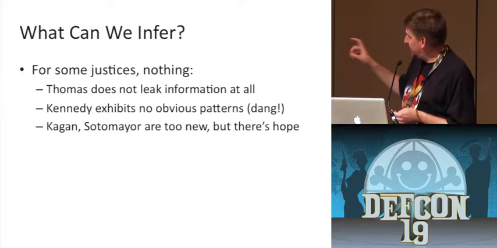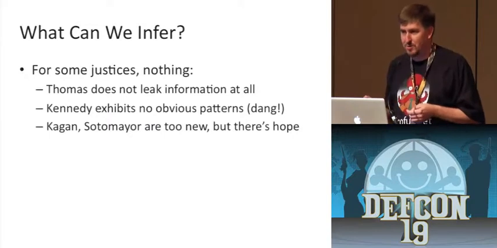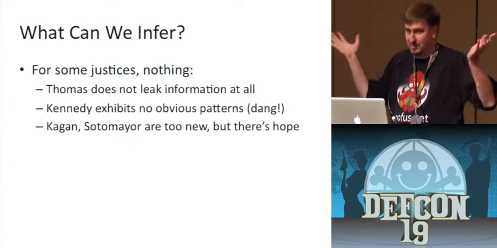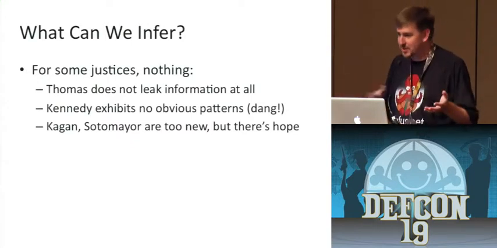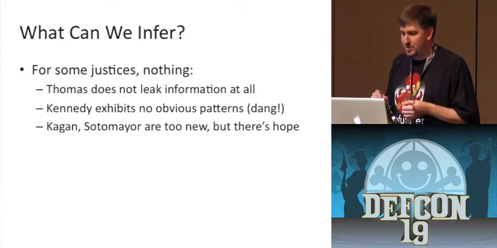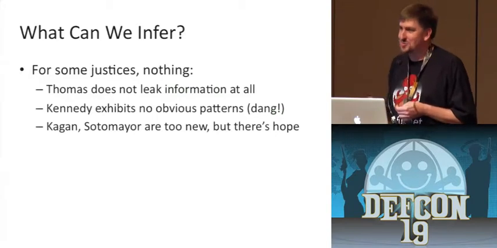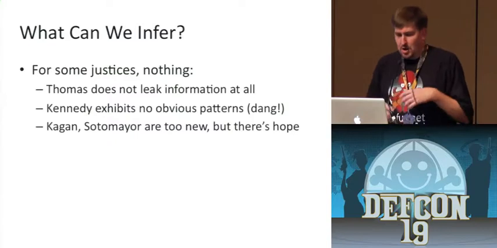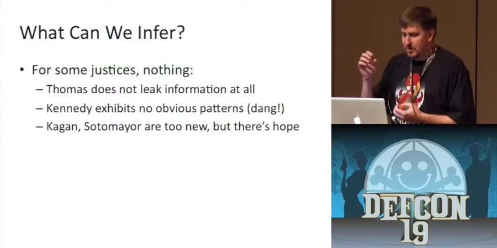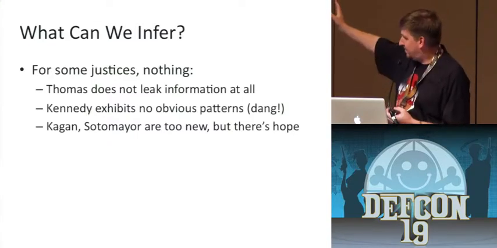And then we have Kagan and Sotomayor, who have not been on the court long enough to establish much of a record, so they might be leaking information. We don't have enough of an actuarial tail to actually say yet, but there's some hope. In other words, they deviate radically from the average of the court, at least in this short sample range, so maybe they will be doing something interesting down the road. Okay, so we did that. And we can say that for these 4, not much can be said.